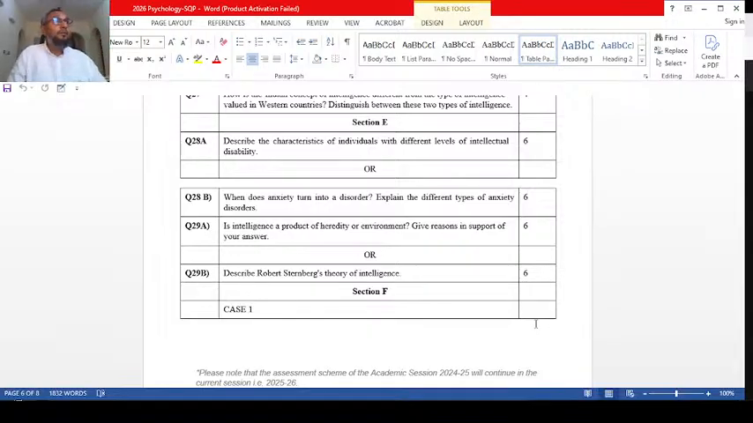In panic disorder, people may experience nausea, discomfort, fear of losing control or dying. Phobias are irrational fears. There are 3 types of phobias: specific phobia, social phobia, and agoraphobia. Social phobia is also known as social anxiety disorder. My children, SAD can be social anxiety disorder, and SAD can also be separation anxiety disorder, which is also part of the anxiety disorders.